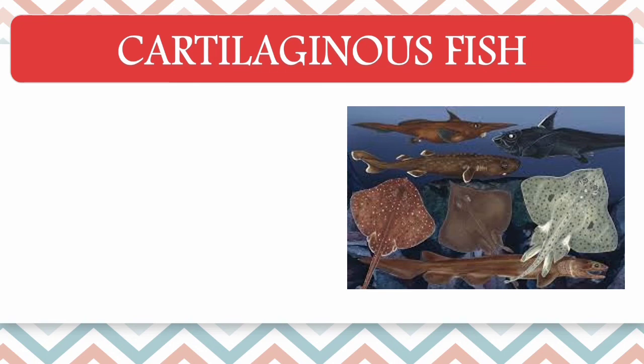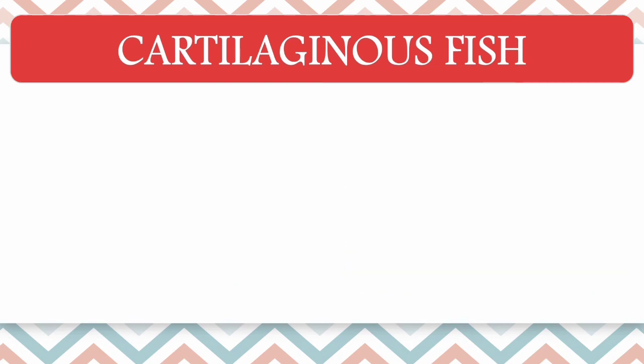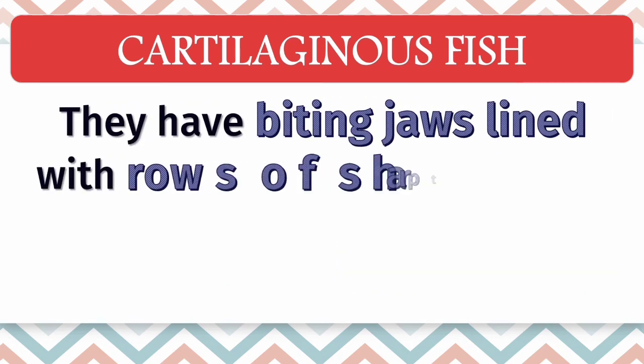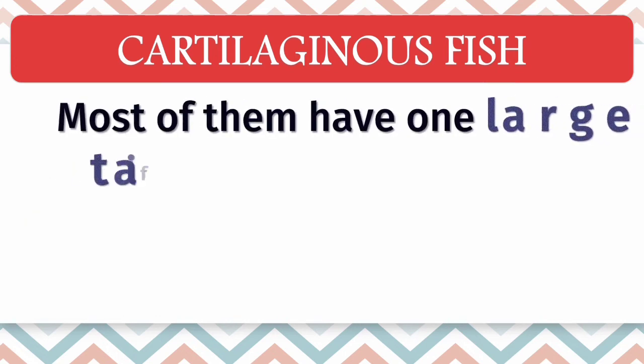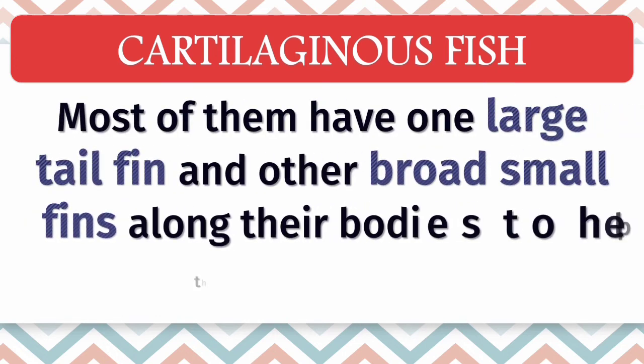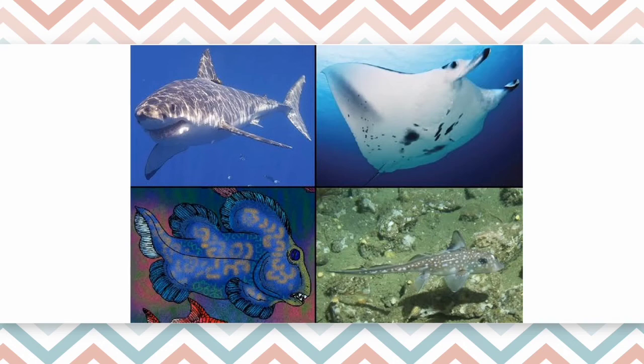Cartilaginous fish. Their skeletons are made of cartilage. They have a powerful jaw line with rows of sharp teeth, and their bodies are covered with scales. Most of them have one large tail fin and other broad small fins along their bodies to help them swim fast. This is an example of a cartilaginous fish.